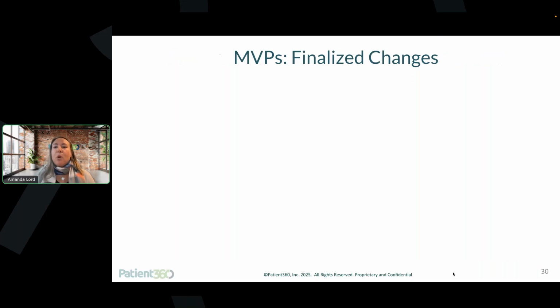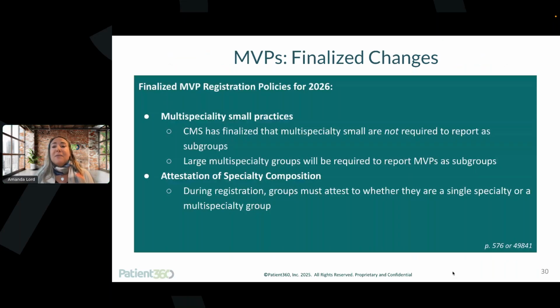So here's a bit more on the finalized MVP registration policy. So there's a mandatory subgroup reporting for large multi-specialty groups. So what it means is if a practice has more than 15 clinicians and it's multi-specialty, it can't register anymore for an MVP as a single larger group. You're now going to be required to form and register as one or more subgroups for MVP reporting. It's important because it's a critical operational deadline.